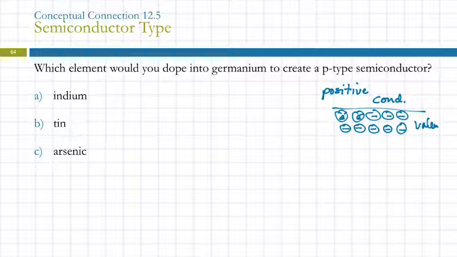P-type, what we're going to do is take out some of those electrons, and now they can move. This one can move over here, this one can move over there, and then this essentially is like a positive hole that's moving in the other direction. So what we need here is an element that has fewer valence electrons. So germanium has how many? 4. Germanium has 4 valence electrons.